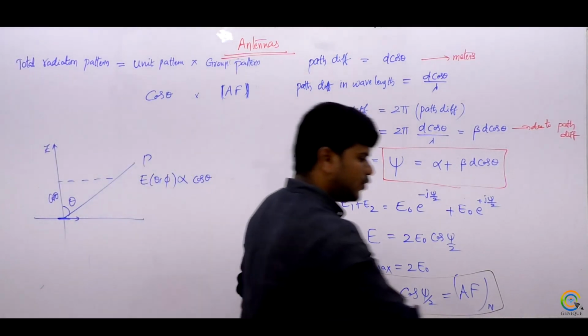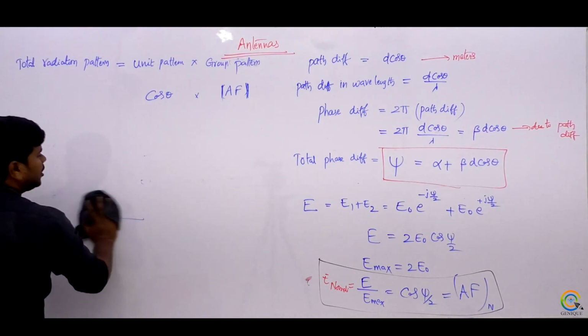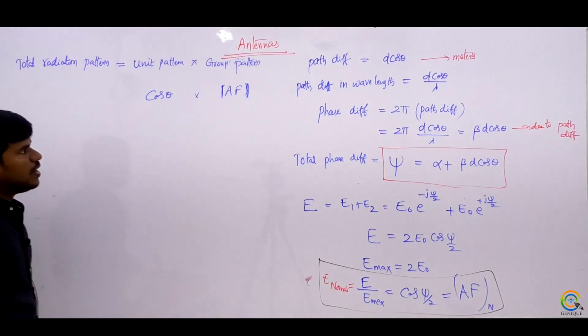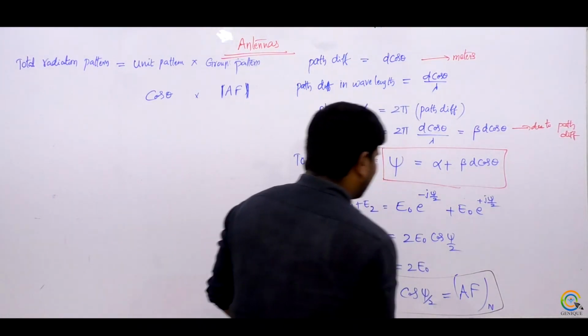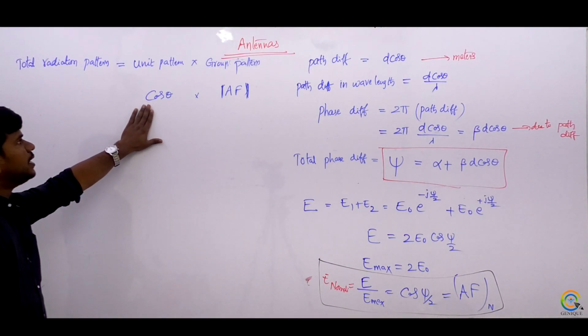So this is the unit pattern. It is called the unit pattern. Here we have to write unit pattern cos theta into array factor. So what is this array factor? The array factor we have already found. We have to note what the unit pattern is.